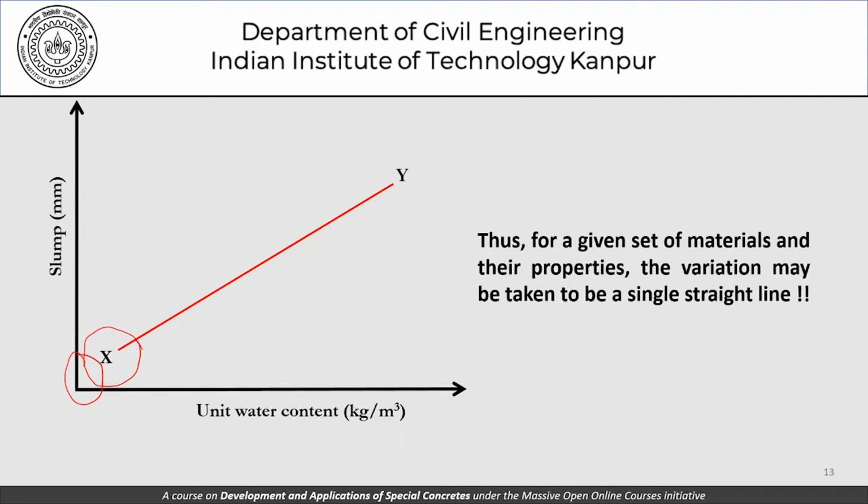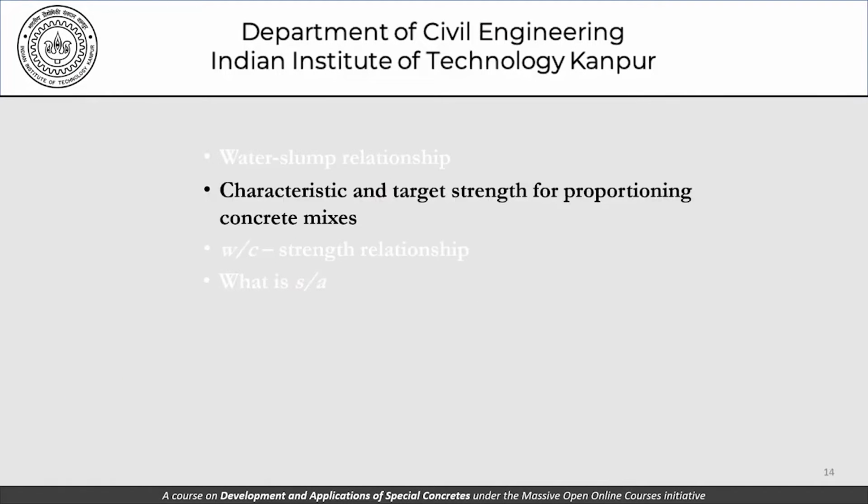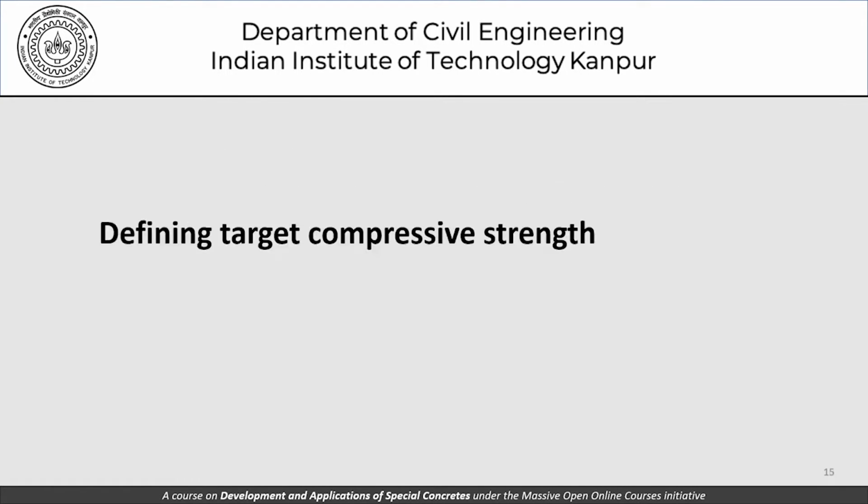And it's only within a certain range that this relationship will be linear. Keep that in mind all the time. Now coming to the second concept that we talked about, characteristic and target strength. What is the definition of a target compressive strength?